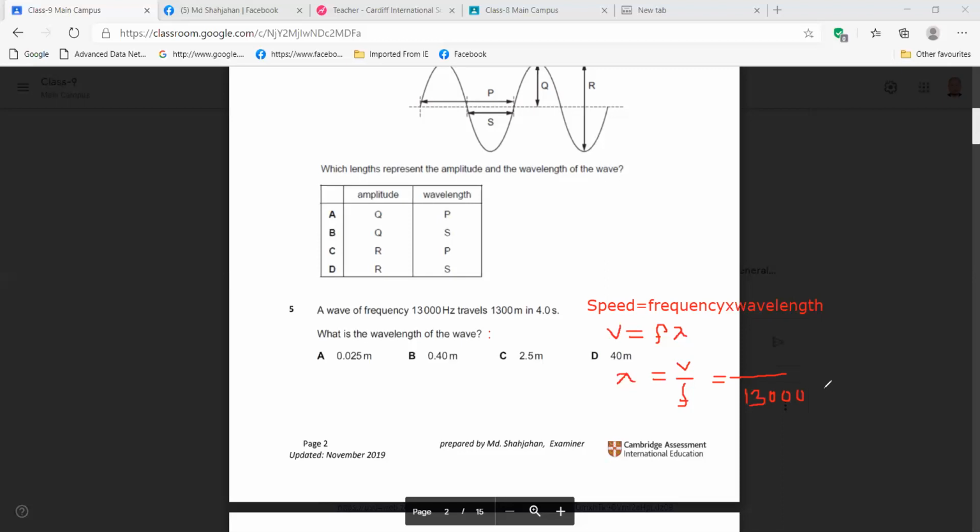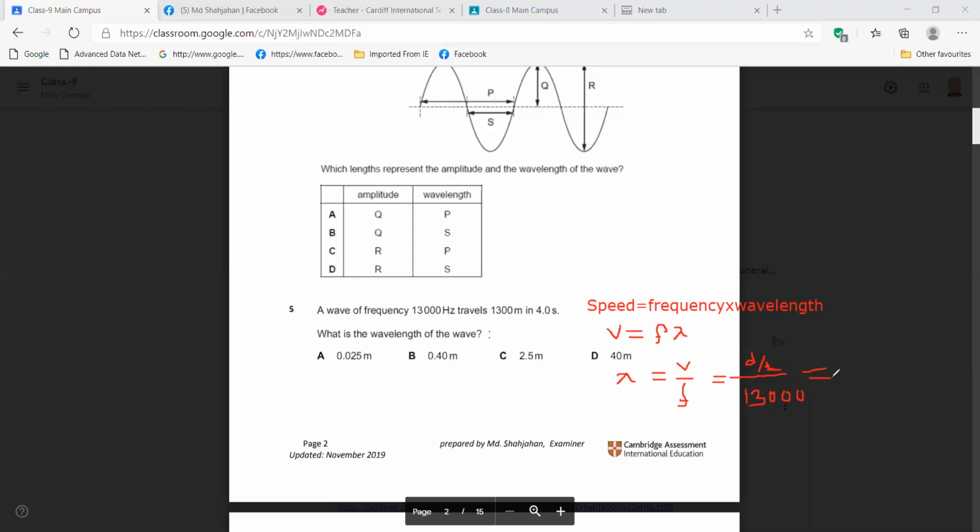V equals d by t, right? Yes, sir. Write it here first, d by t, so that you can recall easily. V equals d by t. Do you understand my writing? Yes, sir. Okay, then you also write in your copy. So V equals d by t.